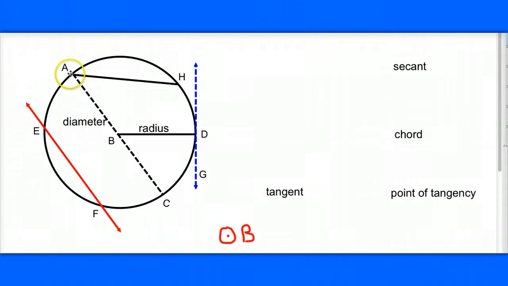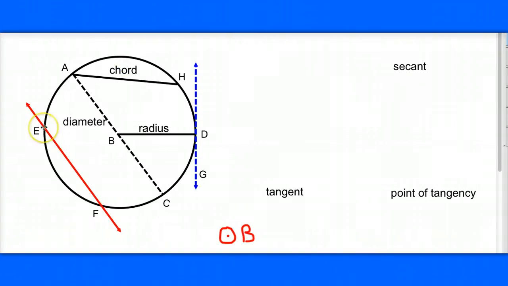Notice the diameter has its endpoints on the circle. Points A and C are on the circle, and the segment goes to the center of the circle. If a segment has endpoints on the circle, but it does not go through the center of the circle, like segment AH here, then we have what is known as a chord.